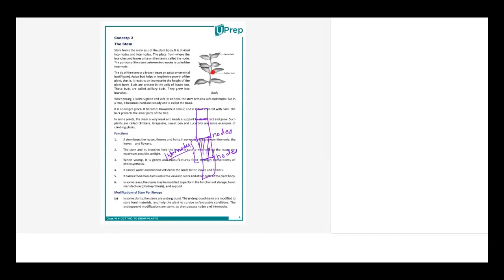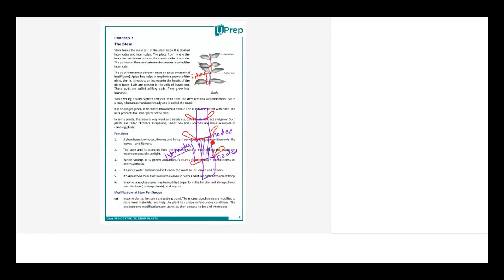No, this is just the opposite of what you said. These dots are basically the nodes from where the leaves come out. And in between, internodes are always longer. This portion is called the internode. So always you will find leaves and new branches coming out from the nodes.